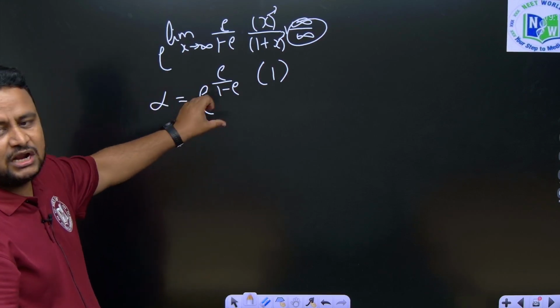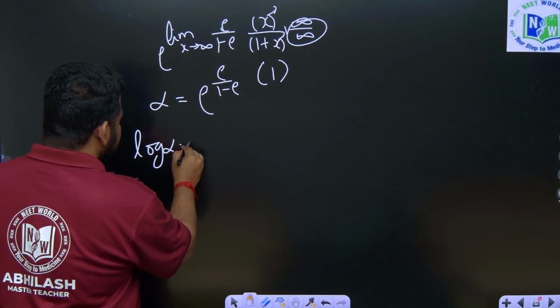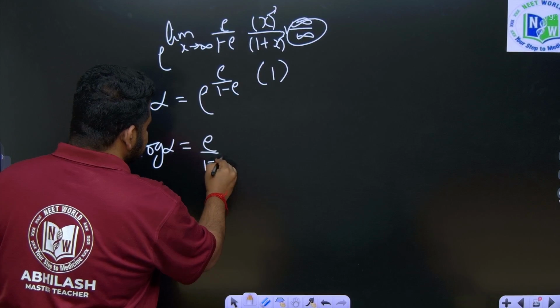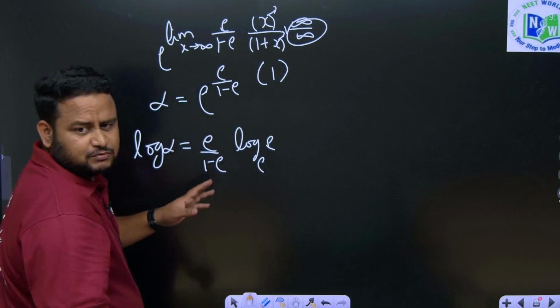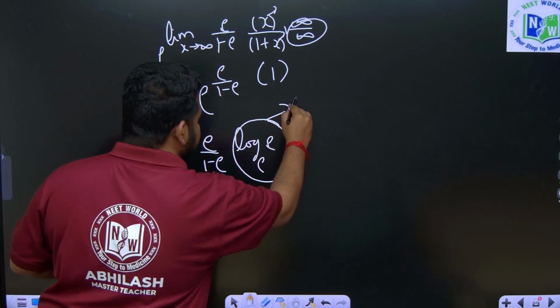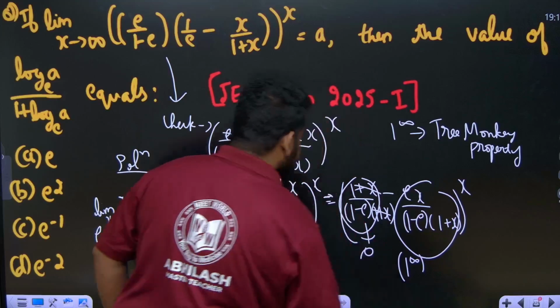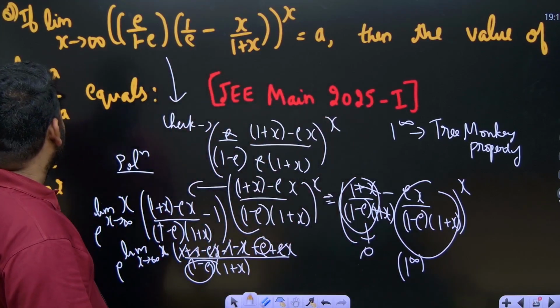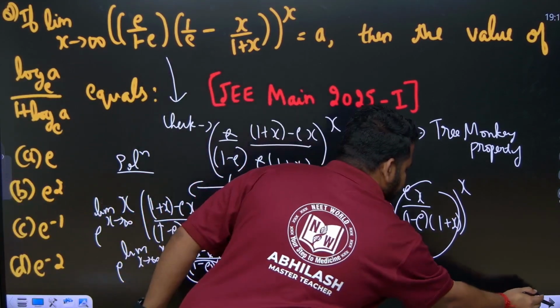If I apply log alpha, what will happen? Log alpha will be equal to e by 1 minus e into log e to the base e. But we know that log e to the base e is equal to 1. Okay, now what is the question that they are asking? They are asking the value of log alpha to the base e by 1 plus log alpha to the base e.